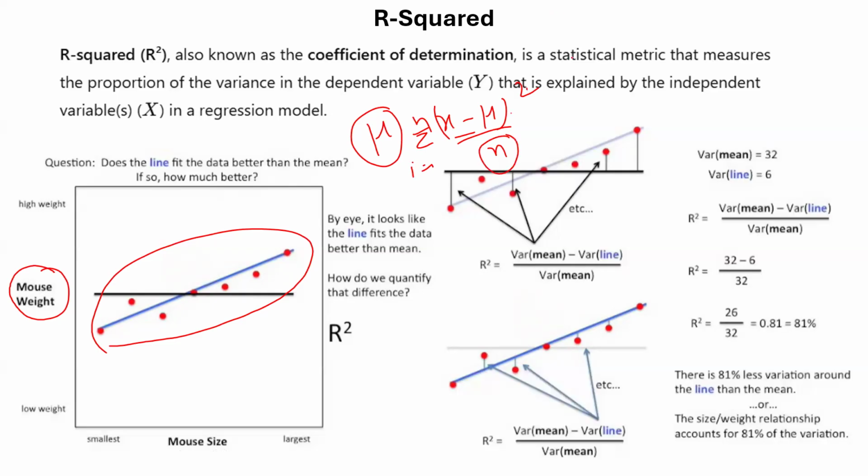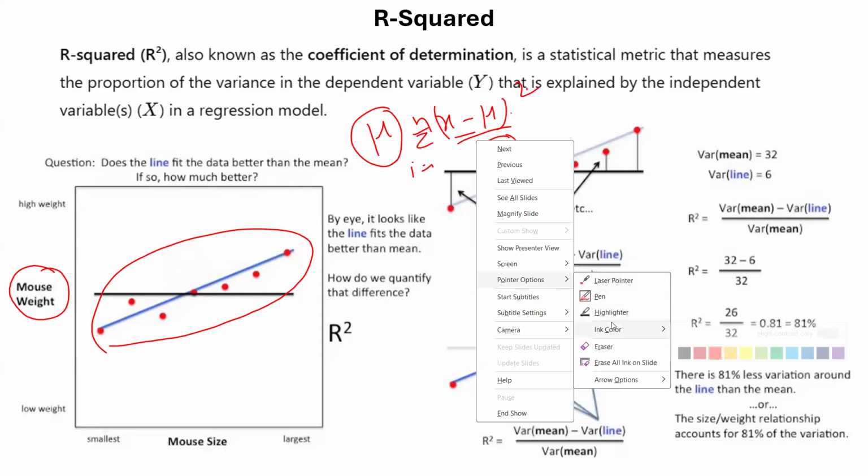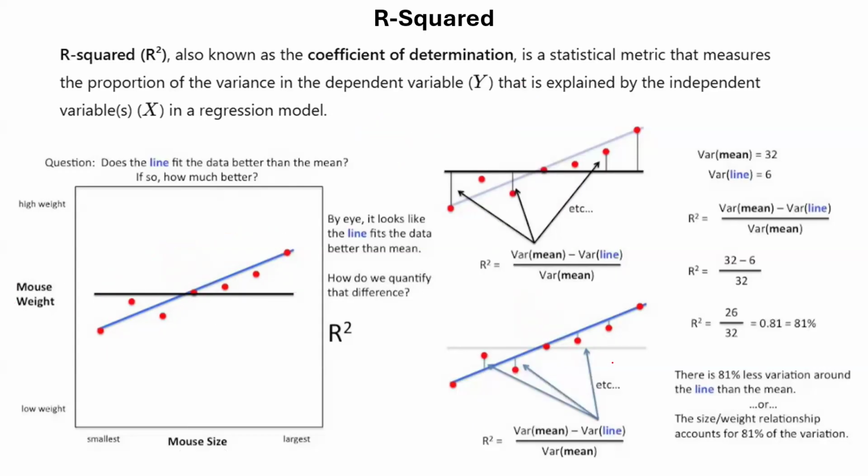So now to calculate the variance along the dependent variable, what you have to find is the mean of all these data points. Let's suppose if you look at this particular mouse, the weight of this mouse is this value. The weight of this mouse is this value.